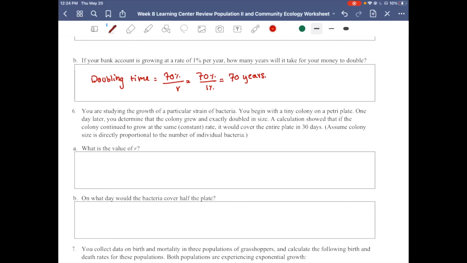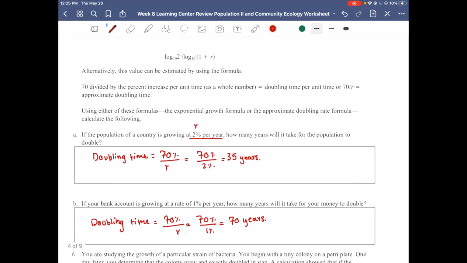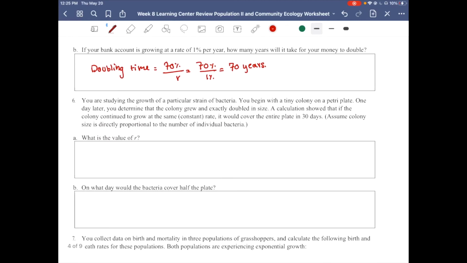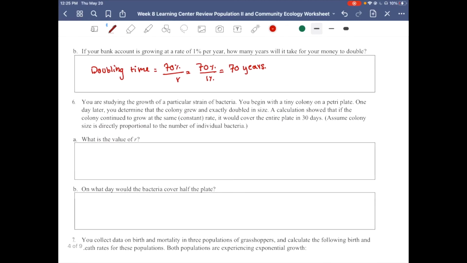So for the first question, it is asking what is the value of R? And from question 4, if you know R, then we also know the doubling rate. So they gave us the equation up here. We can use this because that has R in it. So we can do log base 10 to divided by log base 10 plus 1 plus R.